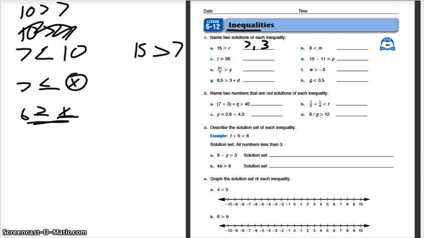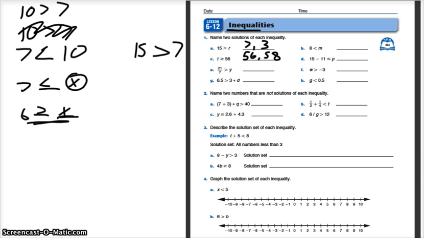All right, one more example. Let's look at C right below. It says T is greater than or equal to 56. So T must be bigger than 56. Can we include 56? We can. So I'm going to put 56 and 58 because that is bigger and the answer can include it.